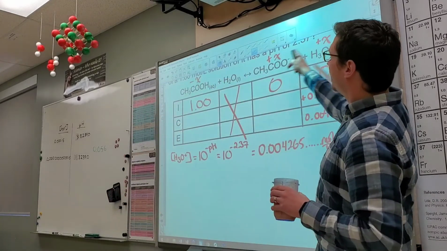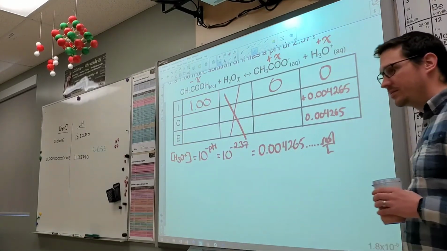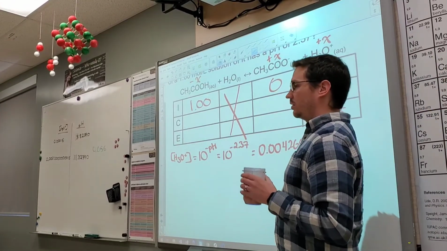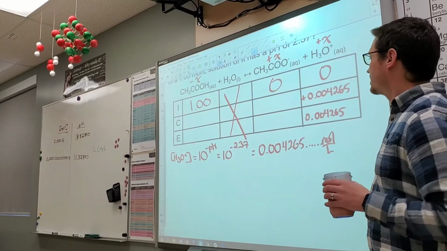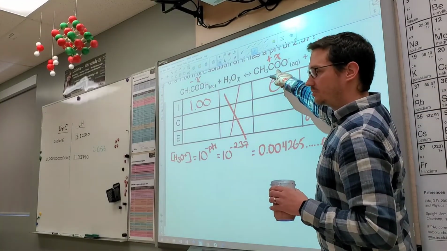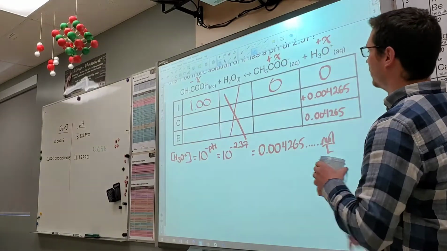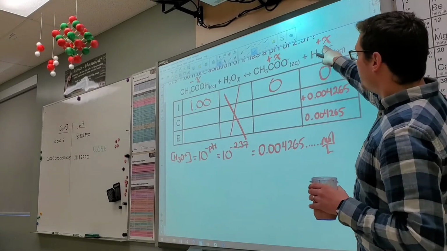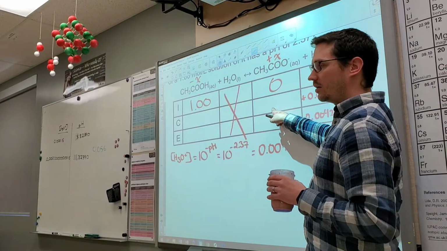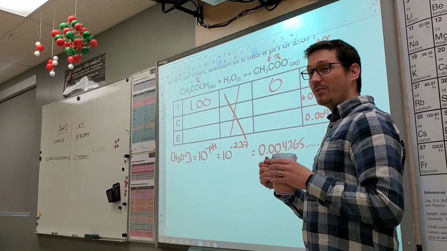Why am I adding x's on this side and taking away 1x on that side? Because if one side is shifting up, the other side shifts down. Good, that's perfect. If I'm making hydronium, what else am I making? Acetate, right? Name doesn't really matter, but we're making that. So if we made this much hydronium, then how much acetate did we make? The exact same amount. Do we remember this from a couple weeks ago?